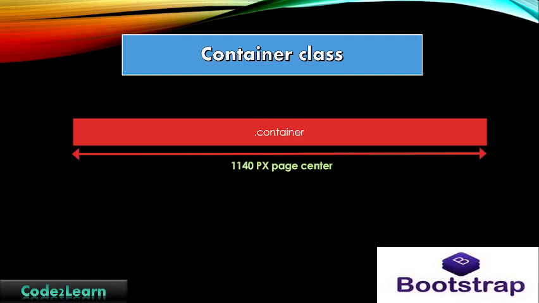1140 pixel. And with this it is automatically placed at the center of the web page, and the margin from the left and right is set to auto, that is from this side to this side it's set as auto, that is 15 pixel. I'm going to show you this in the Google web page developer tool after this explanation.